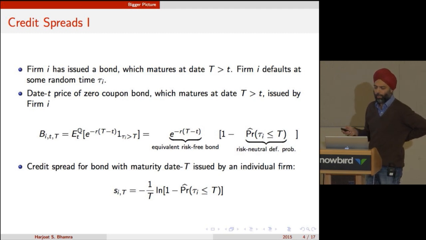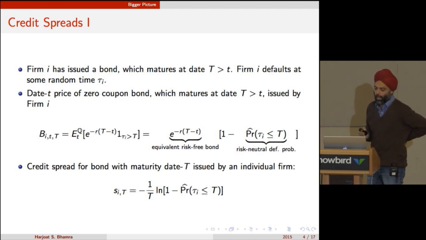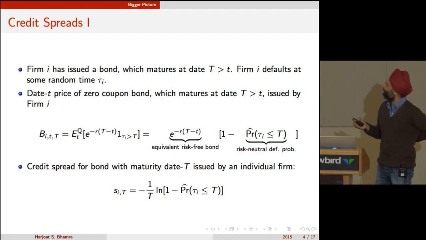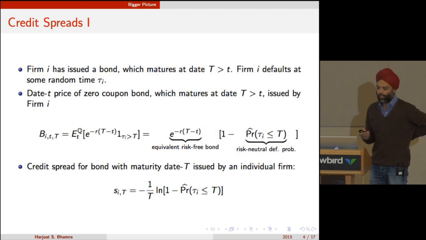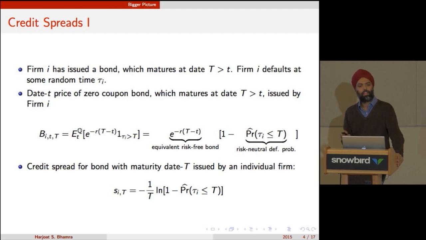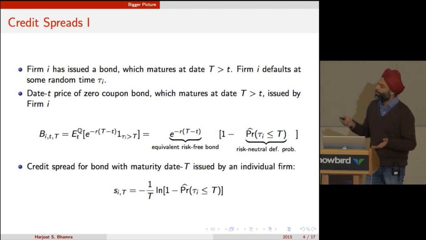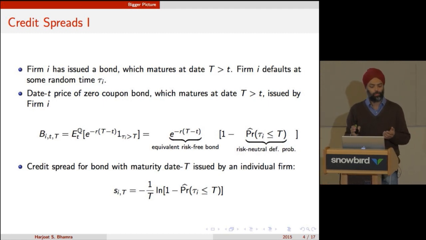Let's start by thinking about a bond issued by a firm. Let's think about an individual firm i. It has issued a bond which matures at date capital T in the future. Time now is little t. This firm could default at some random time, tau i. And if the bond isn't paid, then that's it, you don't get anything. I'm just assuming zero recovery, for simplicity.